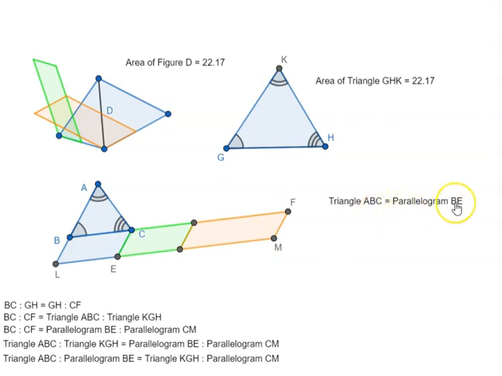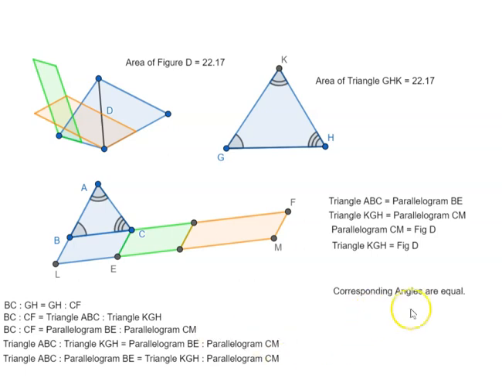Triangle ABC is equal to parallelogram BE, we know that because we constructed this parallelogram equal to this triangle ABC. So, which means that triangle KGH will also be equal to parallelogram CM. Then only the ratio will be equal. But we know parallelogram CM is equal to figure D based on our construction. So triangle KGH is also equal to figure D. That was as far as the equality of this figure and this triangle was concerned.